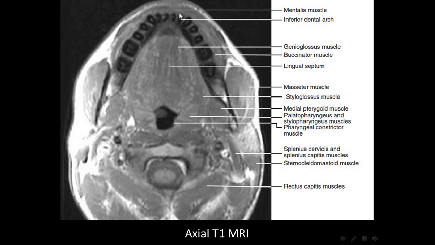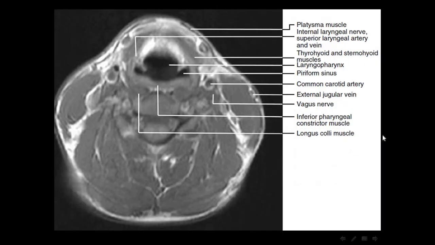Here we have the mentalis muscles. These are the muscles on the chin. This is the inferior dental arch. This is the floor of the mouth, the genioglossus muscles, and the lingual septum on the midline. This is the masseter muscle, the styloglossus, which is one of the external muscles of the tongue, the medial pterygoid muscle, and this is the oropharynx. This is the hypopharynx.